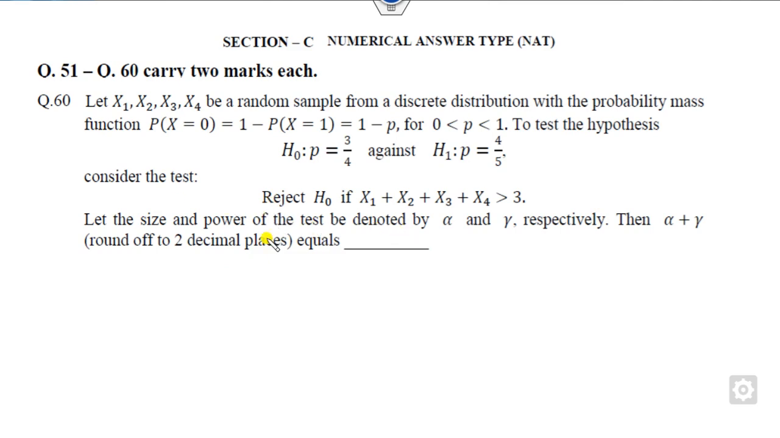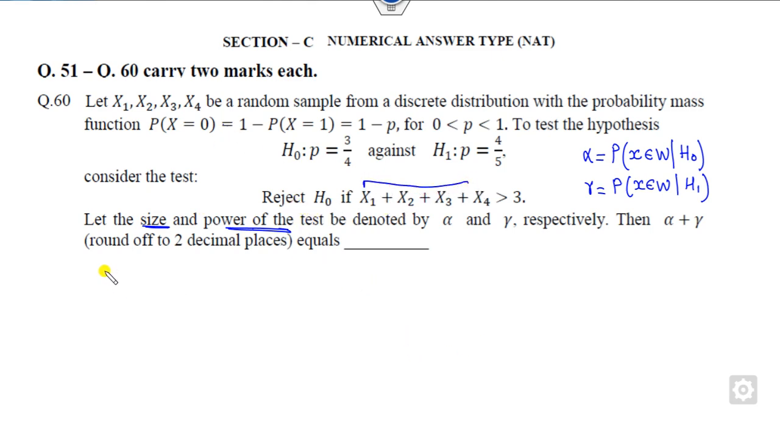Okay, look at the last question out there. So this is testing of the hypothesis. The rejection region is given, and the size and the power. So we all know what alpha is. Alpha is the size: the probability that X belongs to the critical region provided H0 is true. And gamma is my power of the test. Power of the test means the probability that X belongs to the critical region provided H1 is true. So this is my critical region.